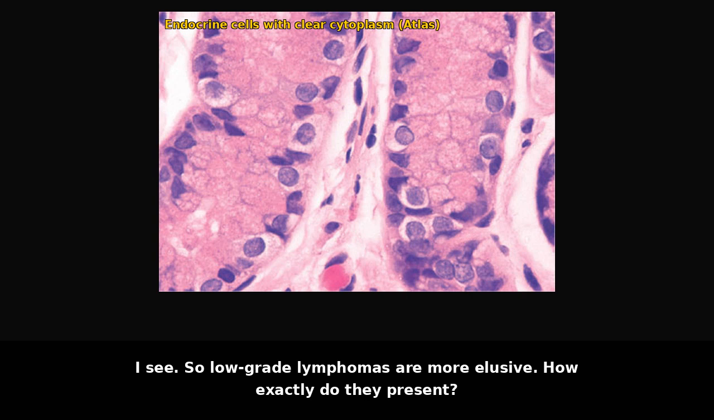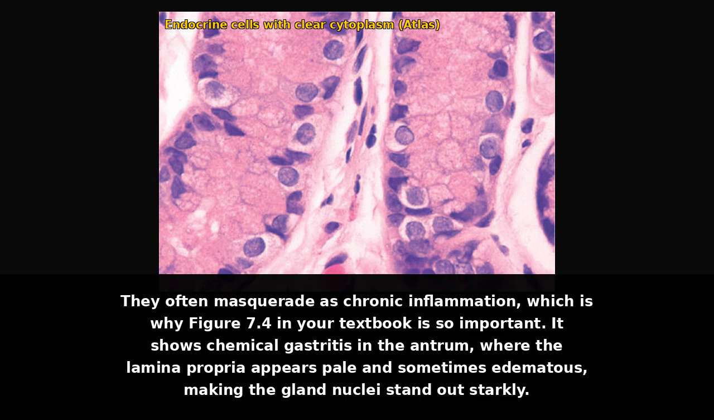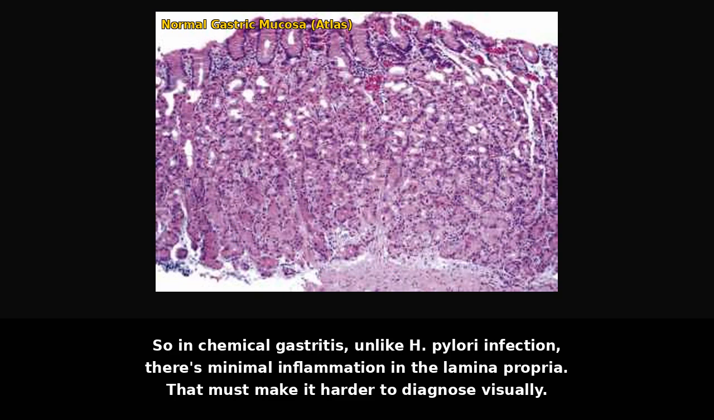How exactly do they present? They often masquerade as chronic inflammation, which is why figure 7.4 in your textbook is so important. It shows chemical gastritis in the antrum, where the lamina propria appears pale and sometimes edematous, making the gland nuclei stand out starkly. So in chemical gastritis, unlike H. pylori infection, there's minimal inflammation in the lamina propria. That must make it harder to diagnose visually.